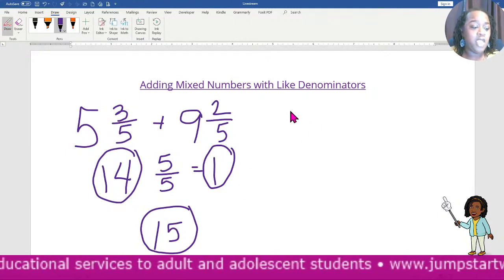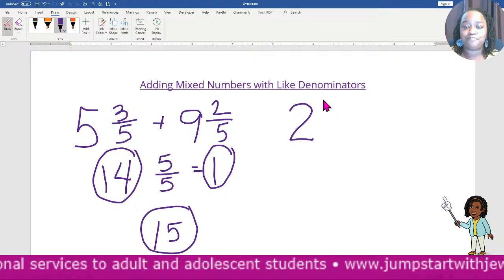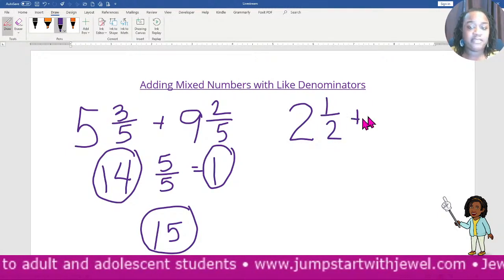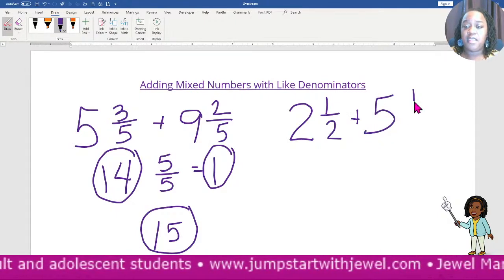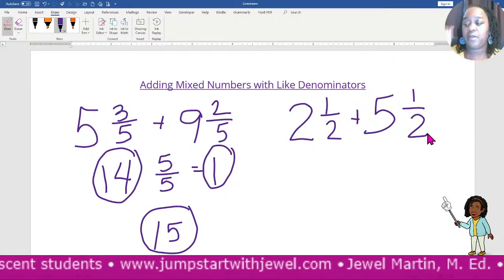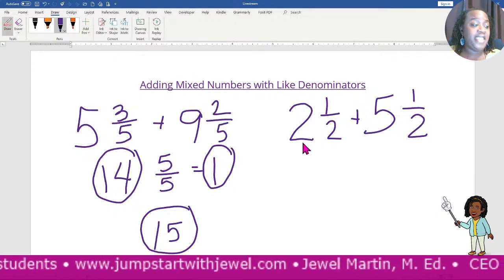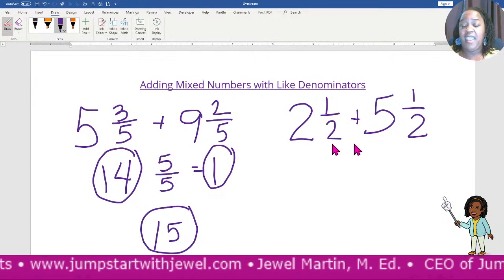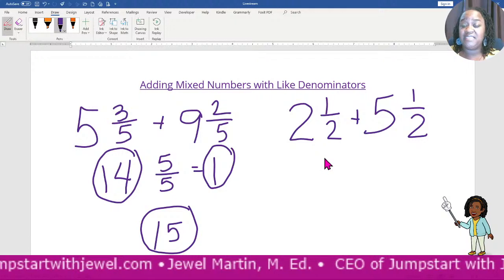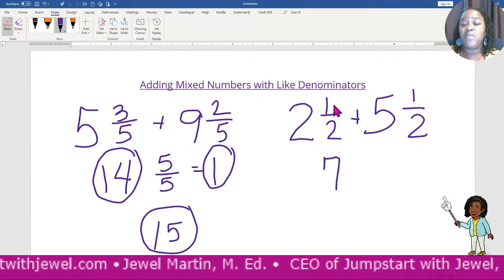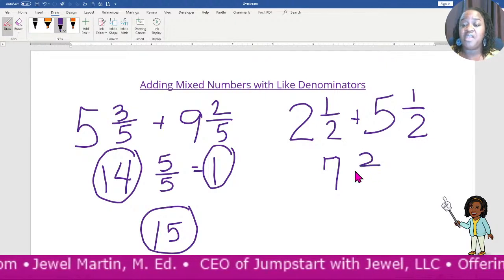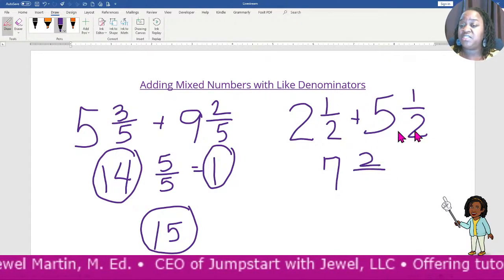So we'll do another one. 2 and 1/2 plus 5 and 1/2. Move this over. Here we go. So same thing. We're going to take our whole numbers and add them together. 2 plus 5 is 7. And then we add our numerators. 1 plus 1 is 2. The denominator is the same, so it's still going to be 2.